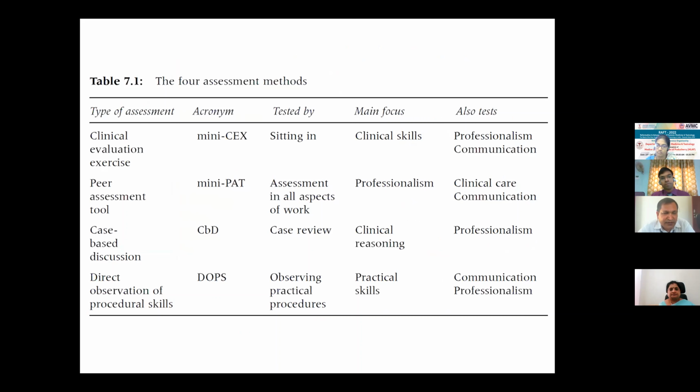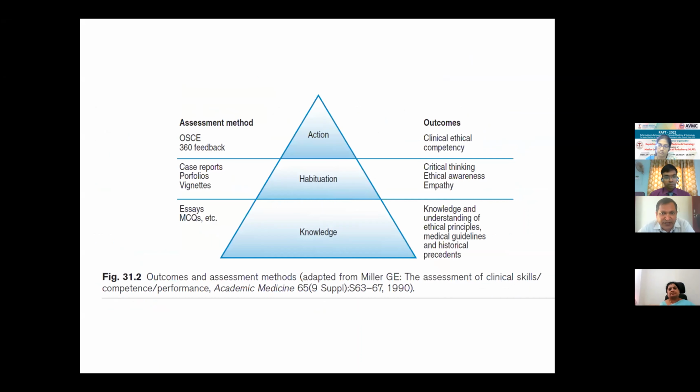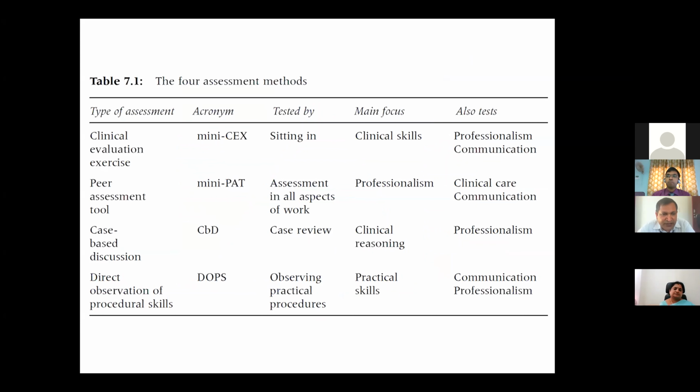And you can see that there are different methods to test the assessment and their cognitive and behavioral levels. There is the mini-CEX, mini-PAT, CBD, case-based discussions, and direct observation of procedural skills, which can indicate what type of output we can get. You can see the outcomes here. You can get the does level, clinical, ethical, competency, and the different outcomes in knowledge. You can see the communication, professionalism, all these outputs we can expect by applying the different assessment methods.